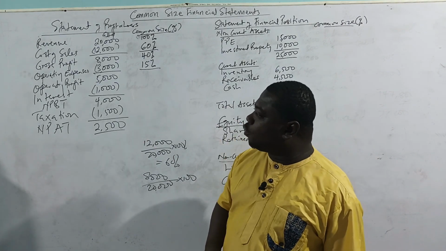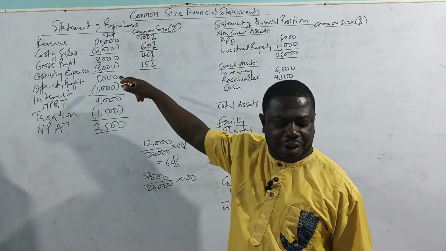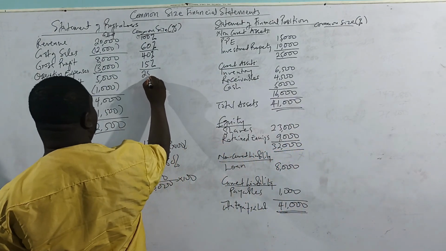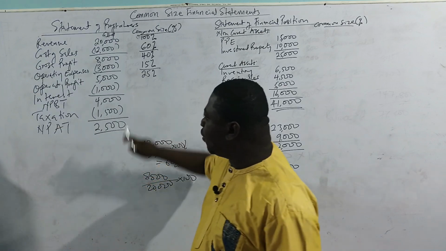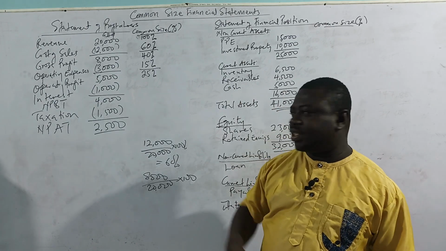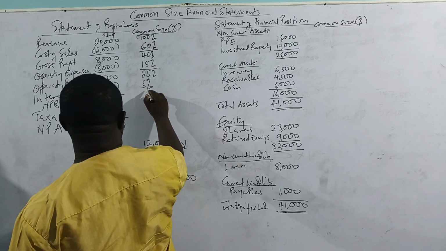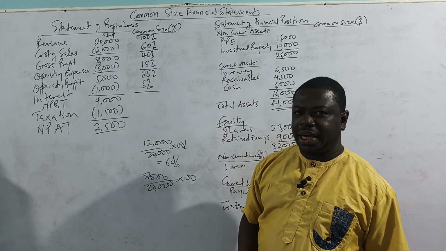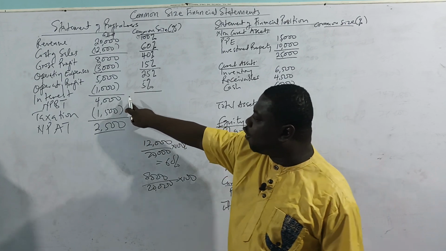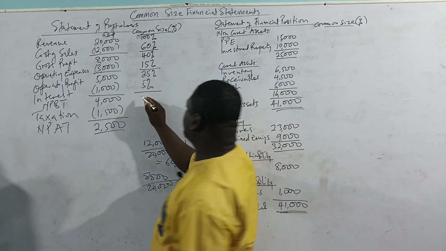And then when we come to operating profit, it is 5,000 over 20,000 times 100. And that is going to be 25% of sales. Then we come to the interest, that is the finance charges. That is 1,000 over 20,000 times 100. And that is going to be 5%. So we put it here and then we can underline. After doing this, then we come to net profit before tax. That is 4,000 over the same 20,000 times 100. And that is going to give us 20%.